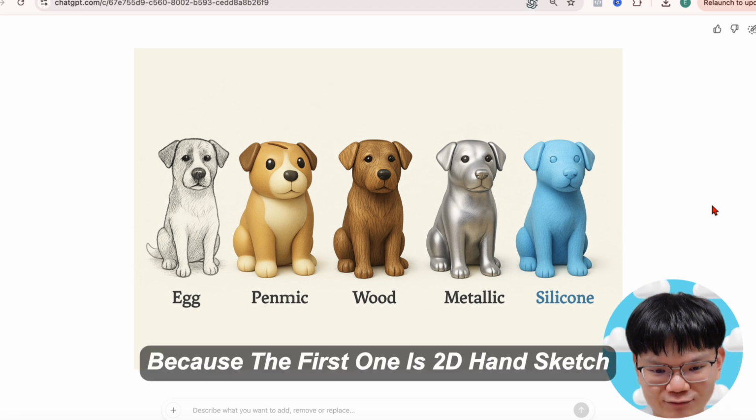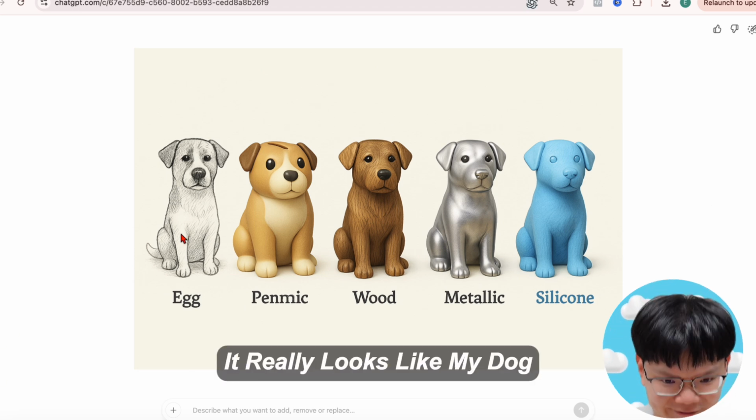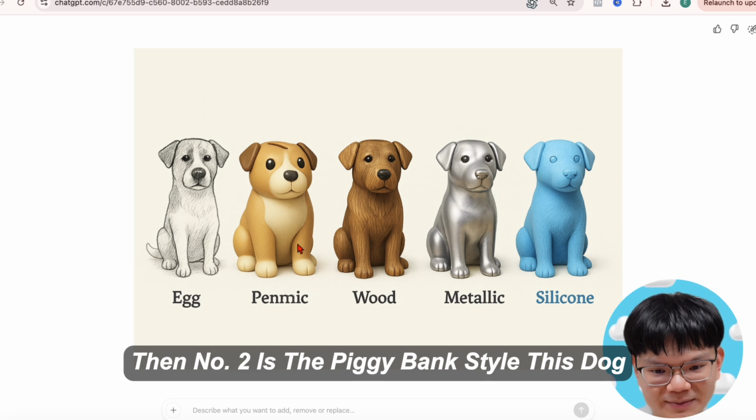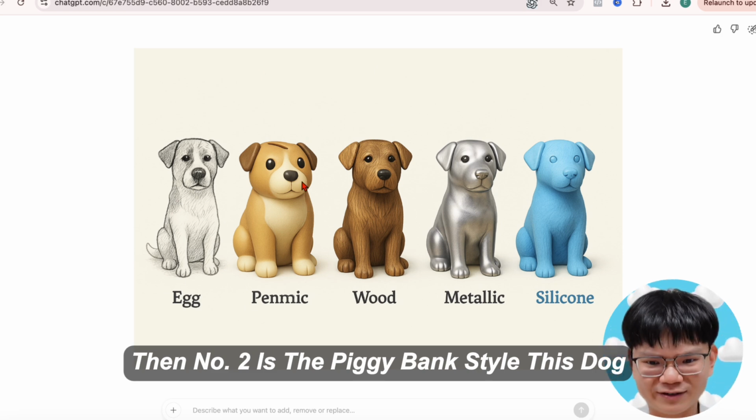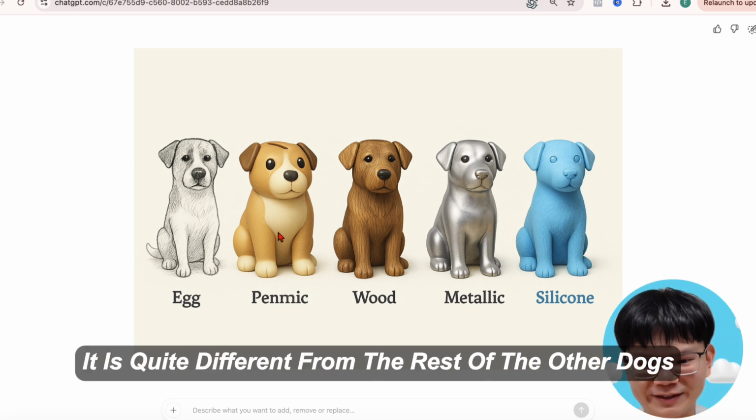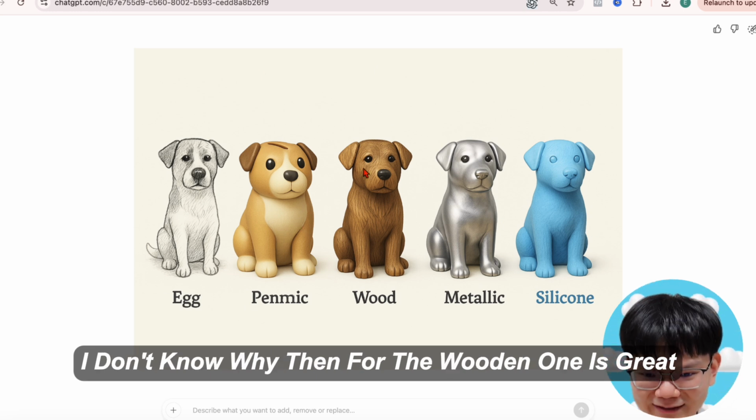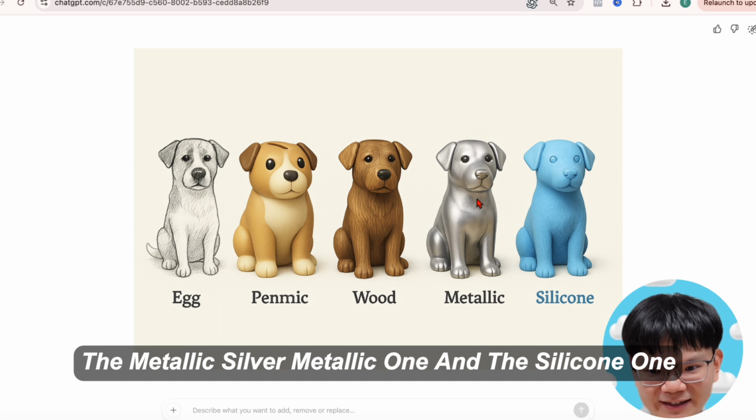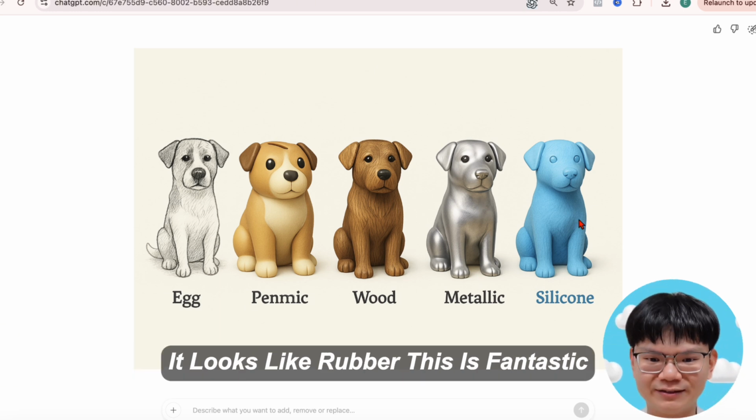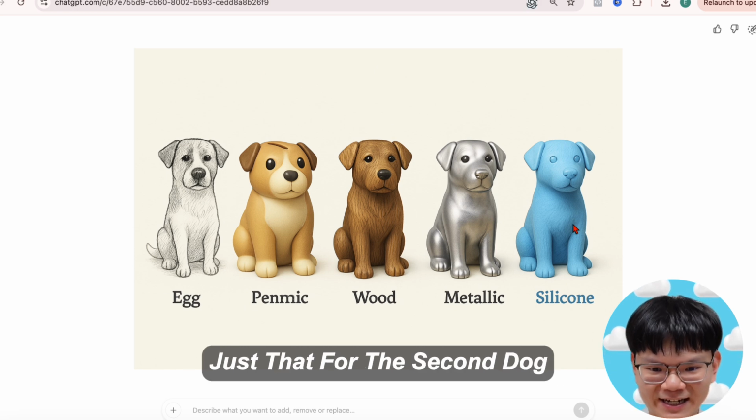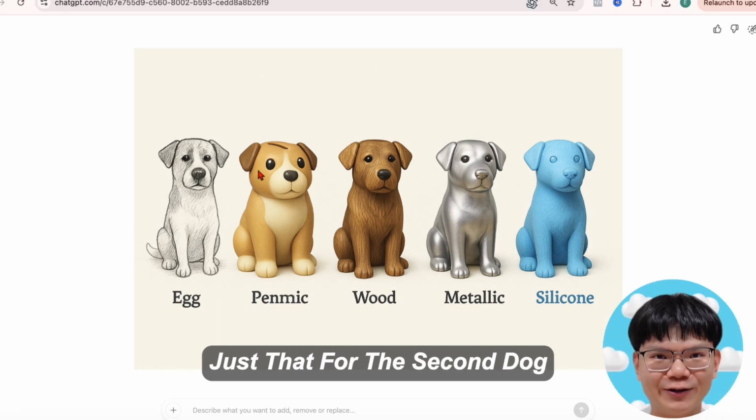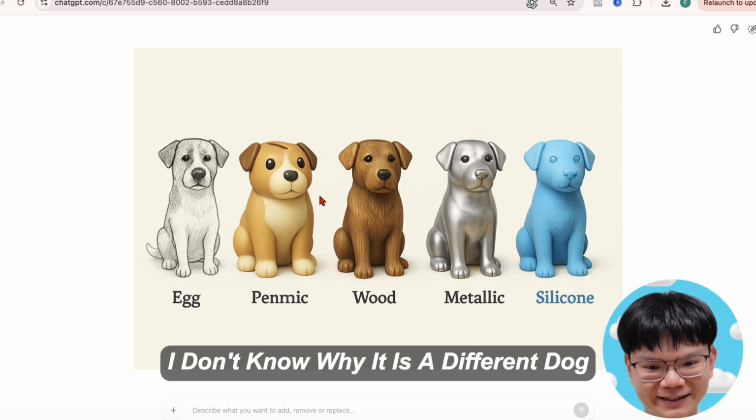amazing, because the first one is a 2D hand sketch. It really looks like my dog. Then number 2 is the piggy bank style. This dog is quite different from the rest of the other dogs. I don't know why. Then the wooden one is great. The metallic silver one, and the silicone one looks like rubber.